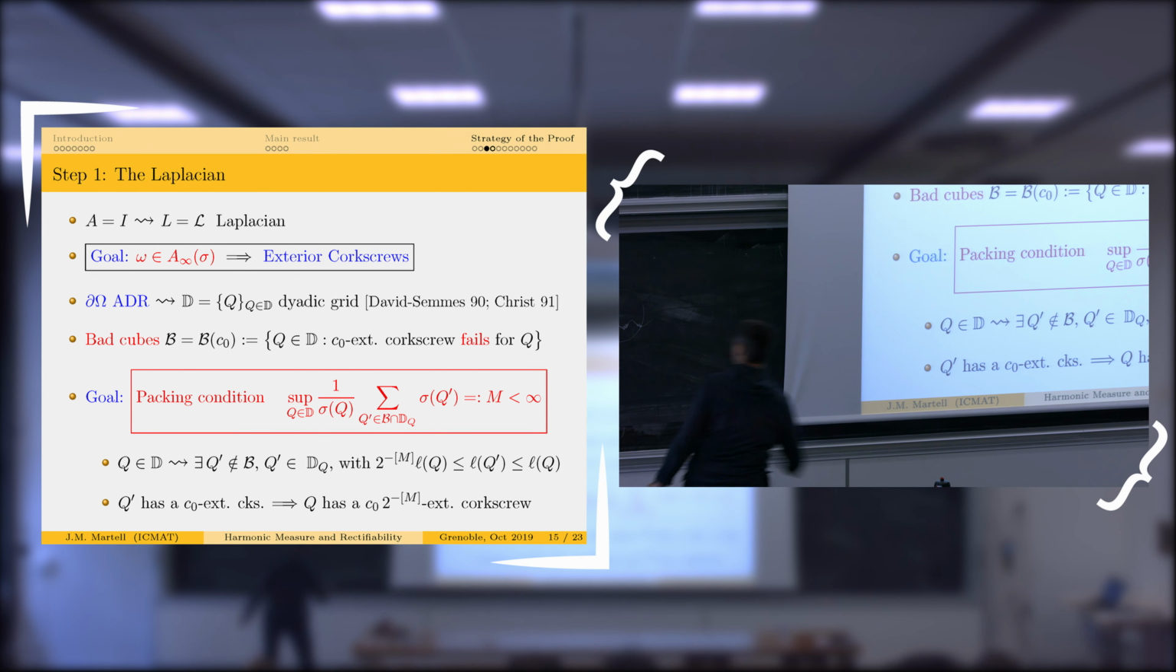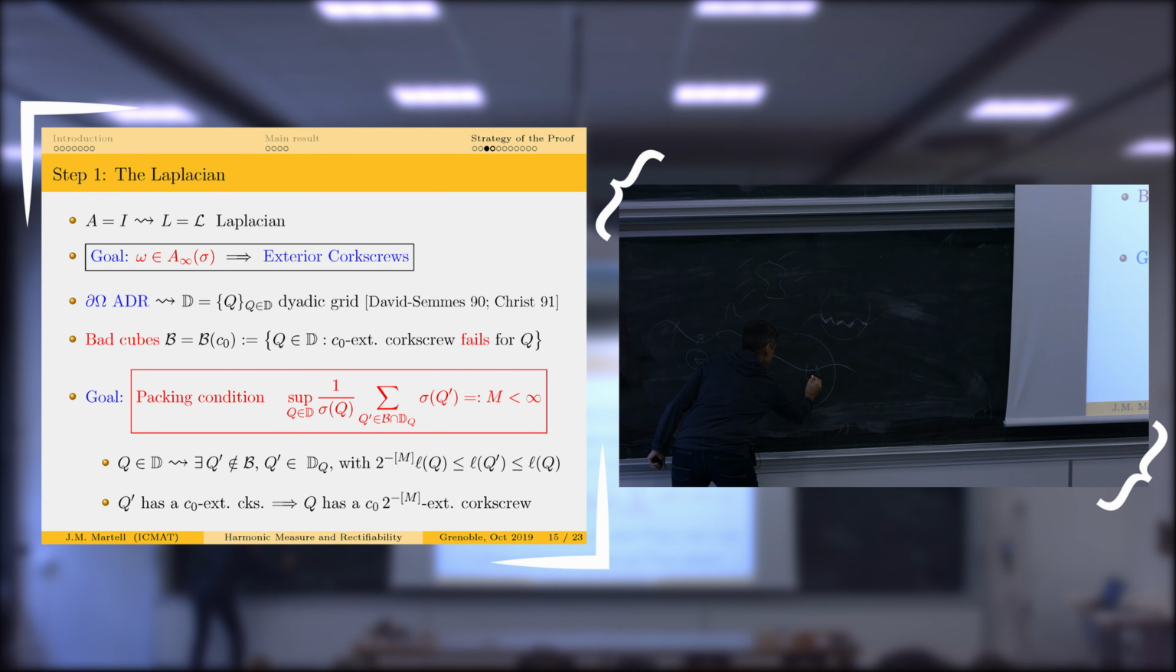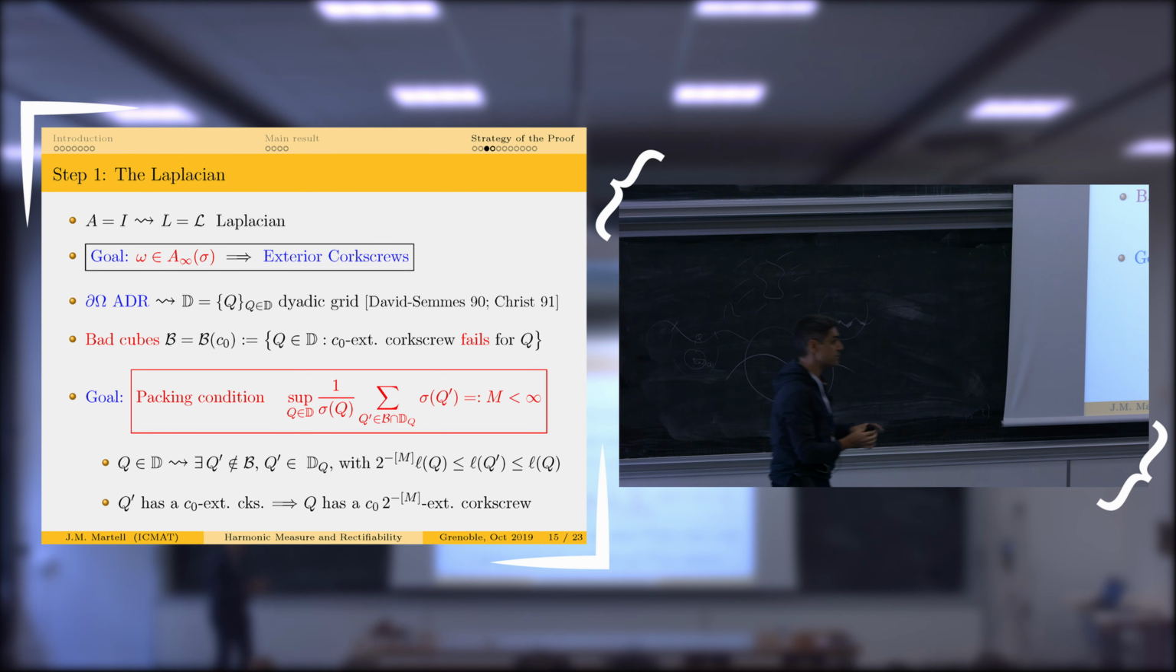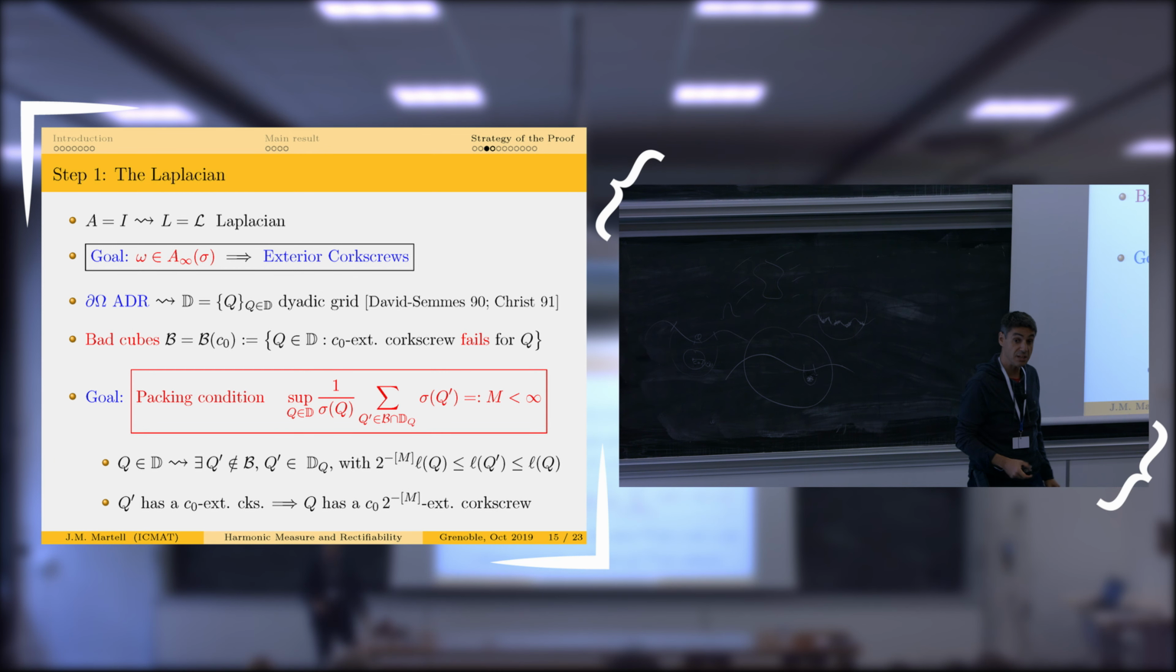So I have here, there is going to be a q prime, and in this q prime I have an exterior ball. But what is the size of this ball? The size of this ball is like c naught times the size of this cube. But the size of this cube is comparable to the length of q. So then, with a different constant, I have an exterior corkscrew. Okay, so that's the proof.